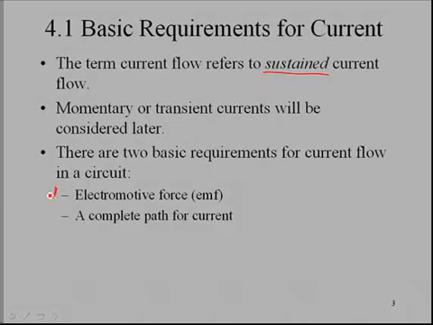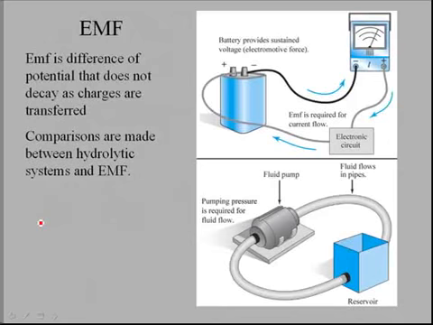Number 1, there must be a source of EMF, and we talked about that in previous chapters. That was electromotive force. And number 2, there must be a complete path for current. EMF is difference of potential that does not decay as charges are transferred. And here we have a battery and an electronic circuit, and the battery is our source of EMF.